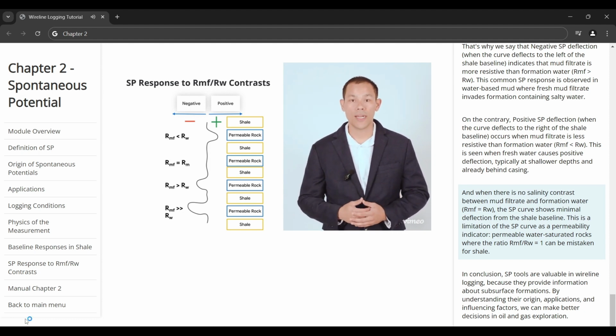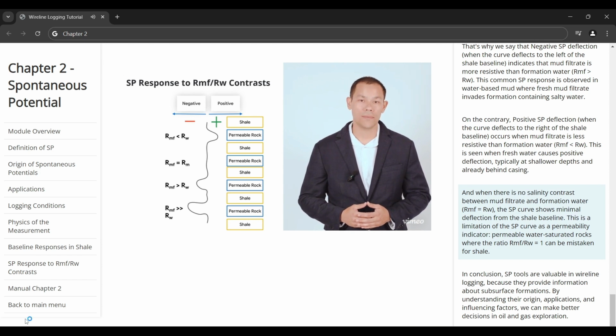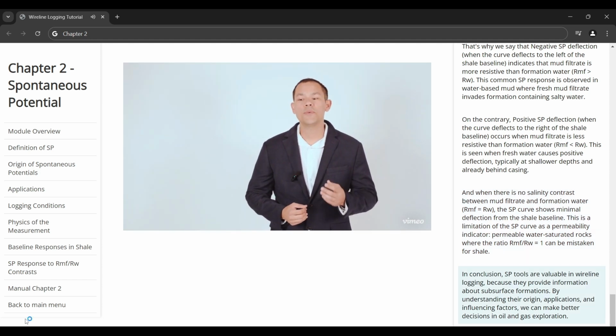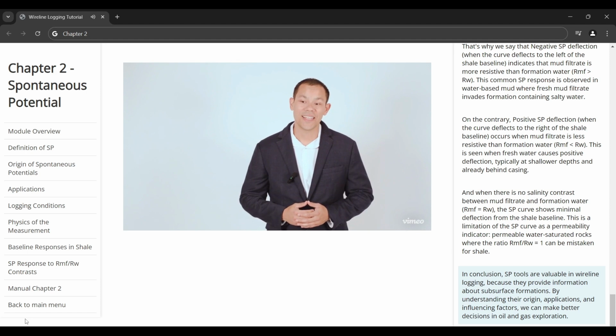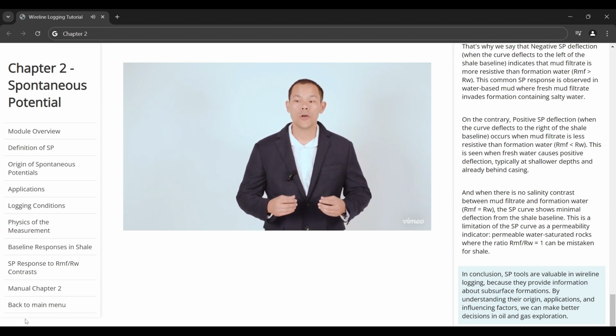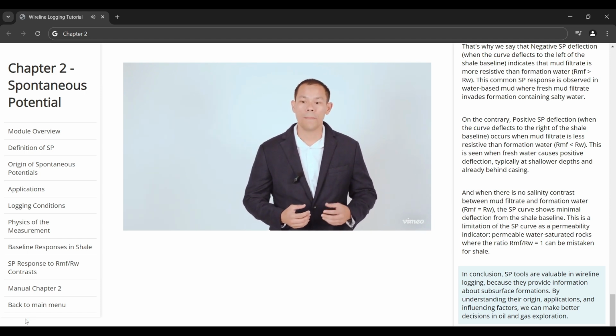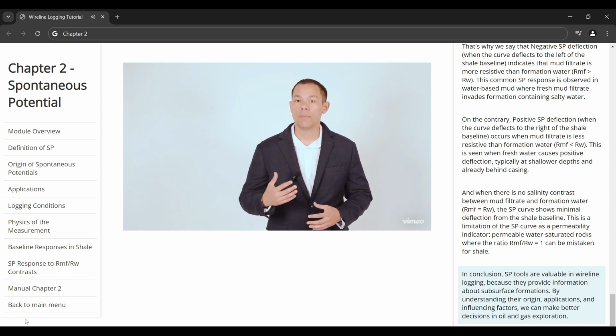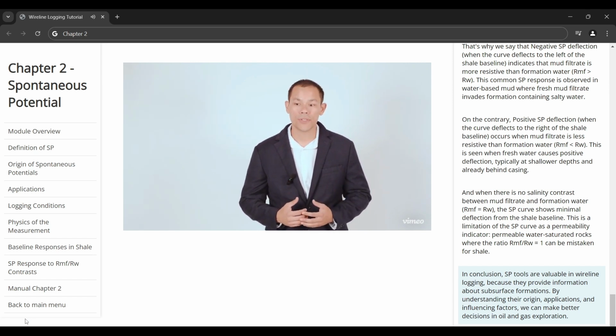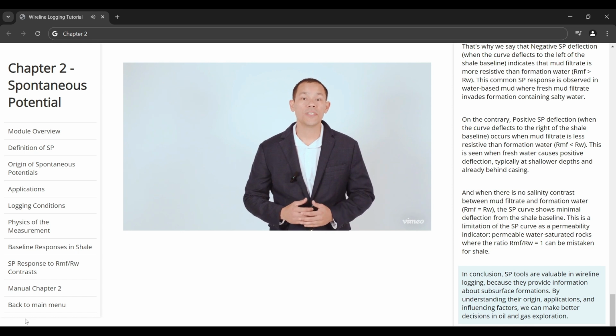Permeable water-saturated rocks, where the ratio RMF to RW is near one, can be mistaken for shale. In conclusion, SP tools are valuable in wireline logging because they provide information about subsurface formations. By understanding their origin, applications, and influencing factors, we can make better decisions in oil and gas exploration. Thank you.